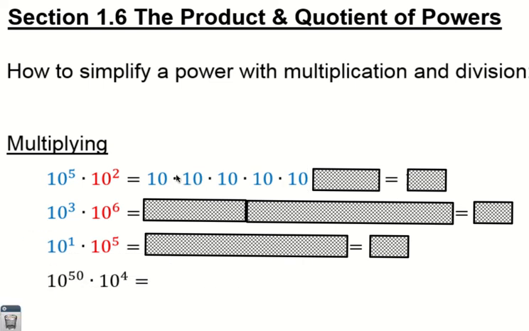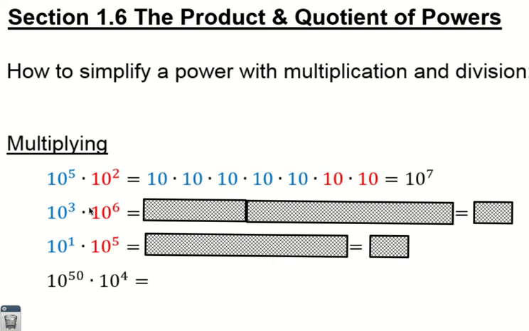Doesn't it mean 10 times 10 times 10 times 10 times 10? And then we're multiplying those 10s by 10 to the 2nd. What does it mean to raise 10 to the 2nd power? It means another 10 times 10. If you put these all together, what do you got? 10 times 10 times 10 times 10 times 10 times 10 times 10. Isn't that 10 to the 7th?